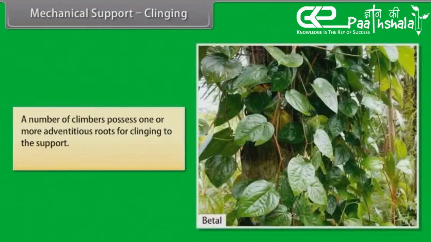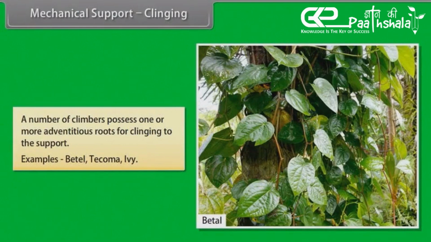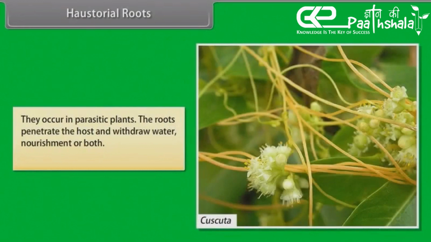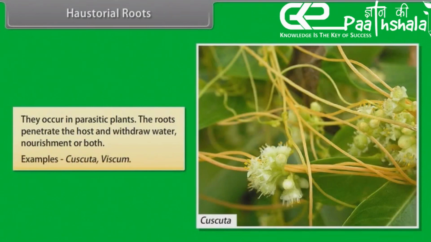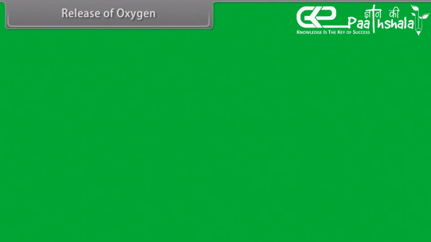Mechanical support, clinging: a number of climbers possess one or more adventitious roots for clinging to the support. Examples: betel, tecoma, ivy. Haustorial roots: they occur in parasitic plants. The roots penetrate the host and withdraw water, nourishment or both. Examples: Cuscuta, Viscum.